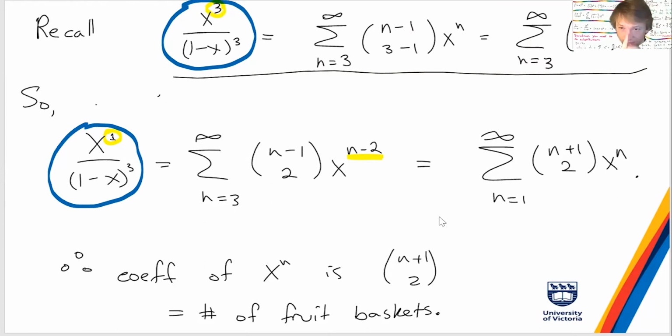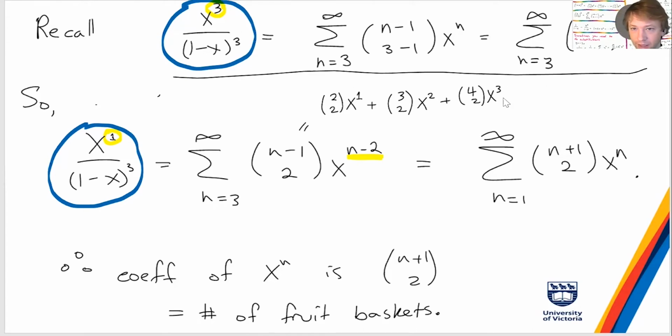And now I can rewrite this sum starting at 1. So what is this thing? The n equals 3 term is 2 choose 2, x to the 3, plus 3 choose 2, x to the 4, plus 4 choose 2, x to the 5, and if you think about it, the general term here is, if the exponent is n, I have x to the n, and the coefficient is n plus 1 choose 2.